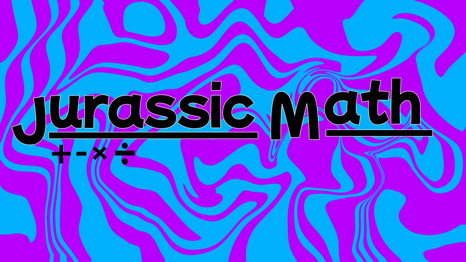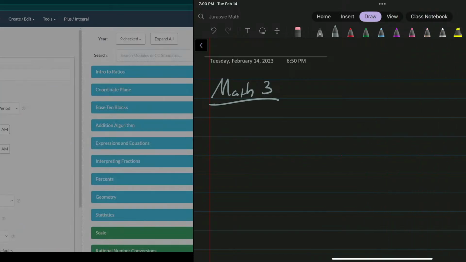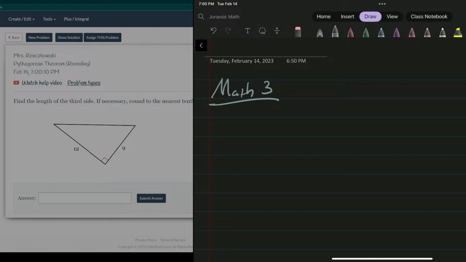All right, so let's take a look at Math 3's classwork. This is coming live Friday during whatever period. So first up, we have a Pythagorean theorem again. This is example number 1. We have a beautiful right triangle. We have a square there.